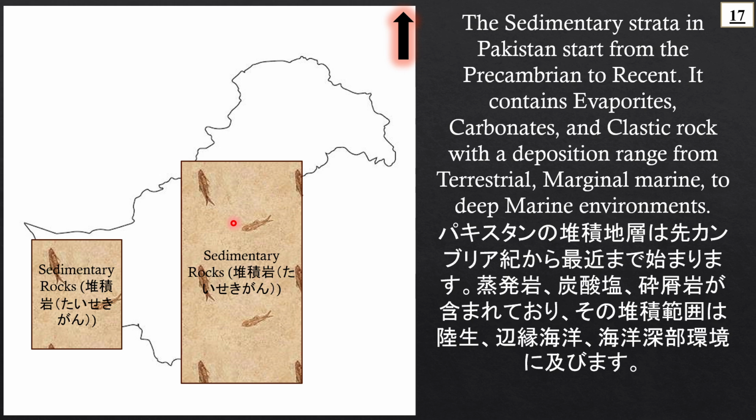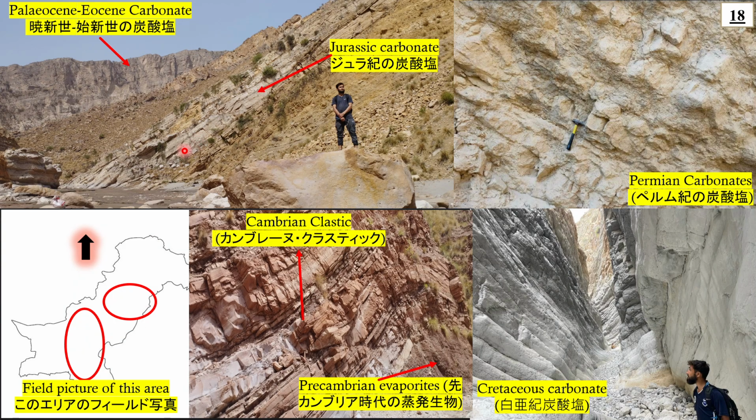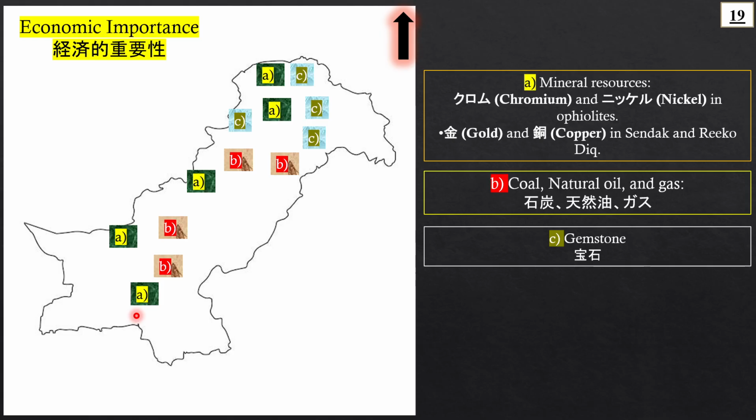Now we come to the sedimentary package, which starts from the Precambrian, with evaporites, carbonates and clastics, with depositional environments ranging from terrestrial to marginal marine to deep marine. So you can see the Paleocene rocks, the Jurassic rocks, the Permian, the Cretaceous carbonates, the Cambrian clastics, and the Precambrian salt. All types of rocks are present in the upper and lower Indus basin of Pakistan.